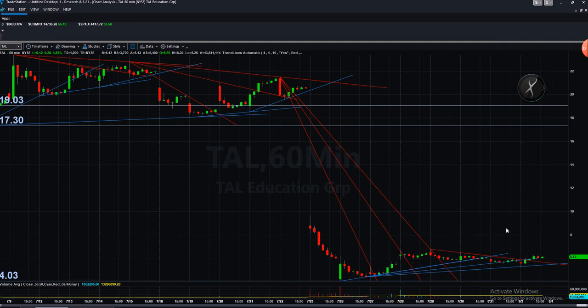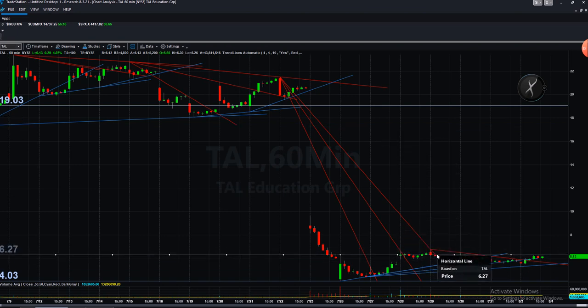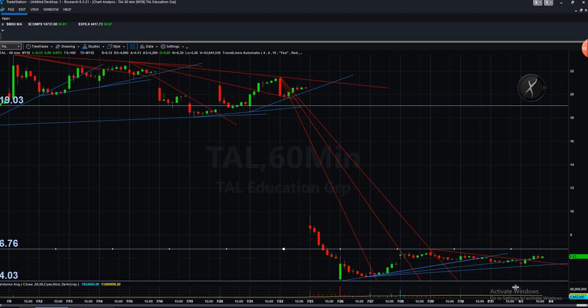Anyway, okay, we're looking at the 60-minute here. I just want to reconfirm our trend line, support and resistance lines that I was looking at before. It's good to toy around with different time frames, you know, daily, weekly, monthly, 60-minute, half an hour. You're gonna get a better perspective, right?